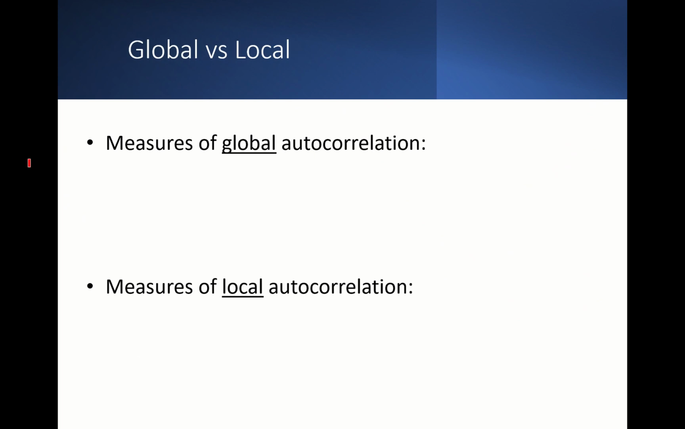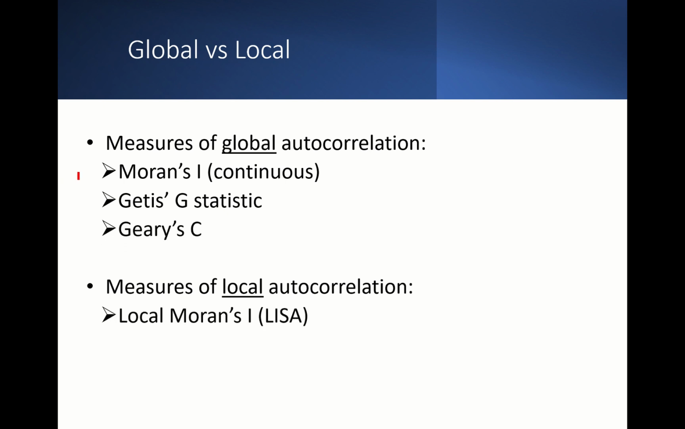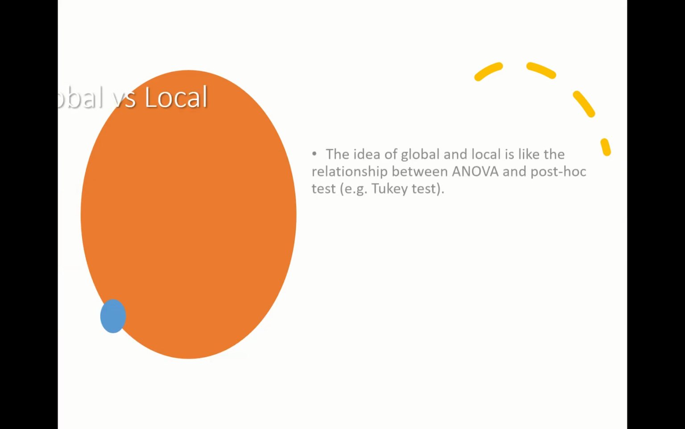So just a small list of some of the different measures of global autocorrelation that we're going to look at. Moran's I is going to be the main one we're going to be dealing with in next week's lab to describe autocorrelation. Some other alternatives are Getis-Ord G statistic or Geary's C. And then some local autocorrelation measurements. A main one that we'll also be looking at in the lab is the local Moran's I, aka LISA. And the local Getis-Ord G statistic to look at hotspot clustering.